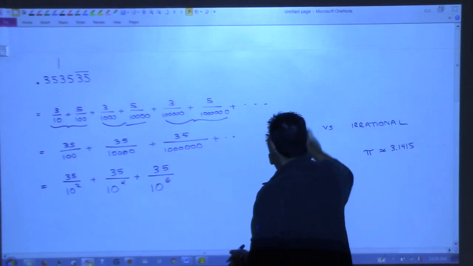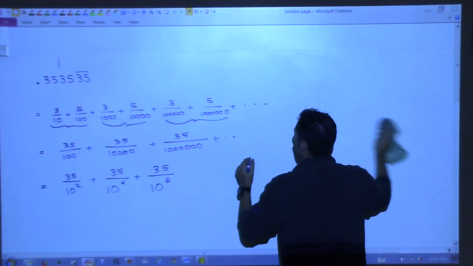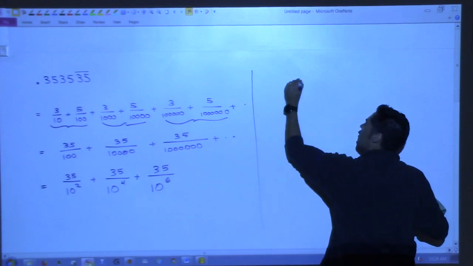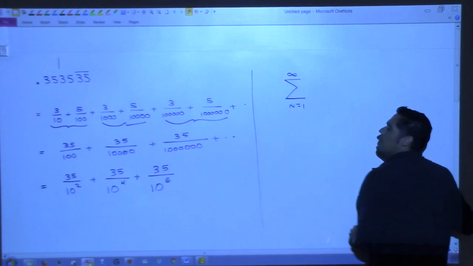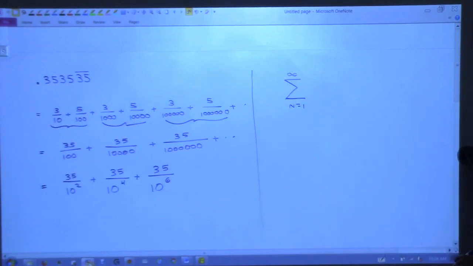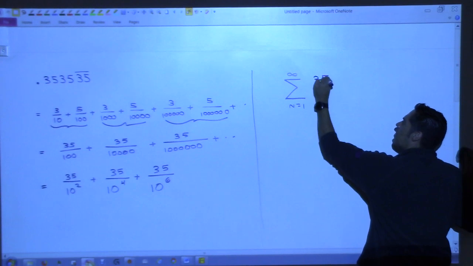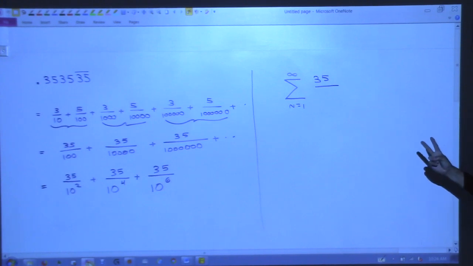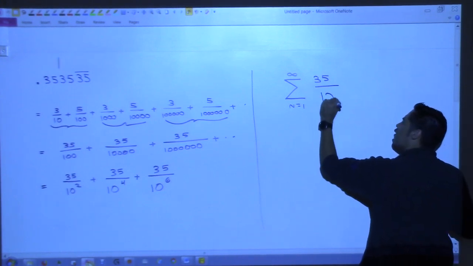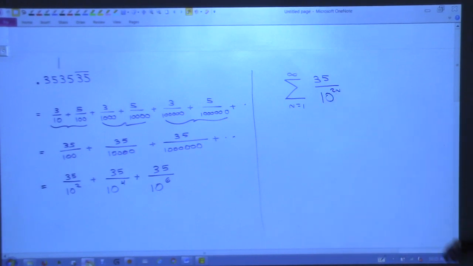So can I write this in sigma notation? Can I rewrite this using the sum from n equals 1 to infinity of 35 on top, and then on the bottom you need 10 to even numbers. So what's the formula for even numbers if we want to start at 2? So 10 to the 2n, right? I claim that that's a geometric series.